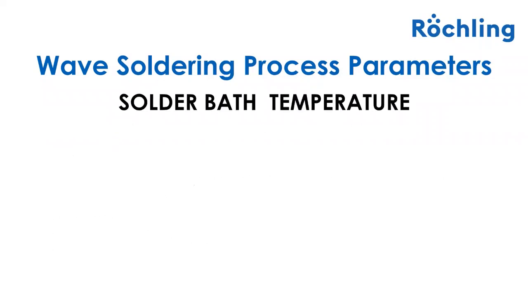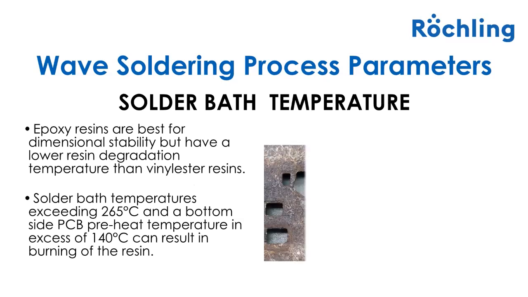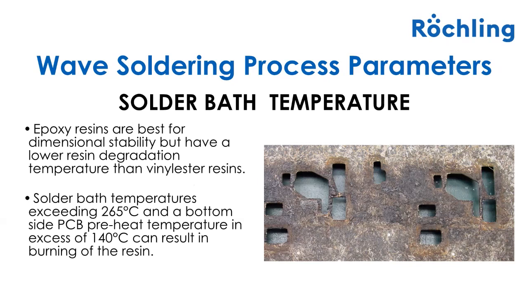A high solder bath temperature has numerous effects on a solder pallet. Epoxy resins are best suited for dimension stability, but they do have a lower degradation temperature than vinyl ester resins, for example. When the solder bath exceeds 265 degrees C and the PCB preheat 140 degrees C, we have found that this can result in some severe burning of the bottom side resin and thin masking walls.